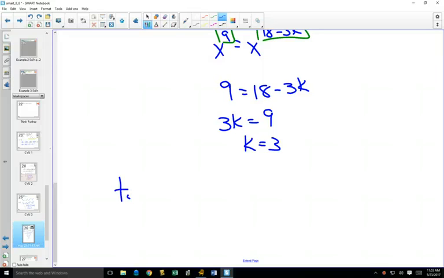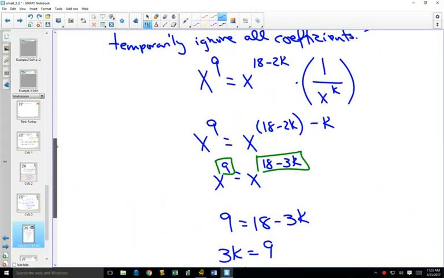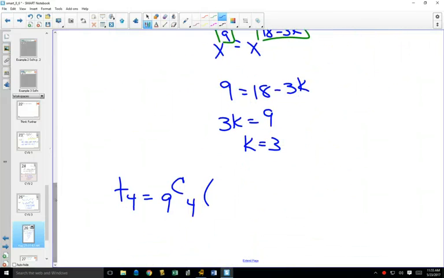So term 4 will be 9 choose 4. Our first term was 3x squared to the 9 minus 4. And our second term was negative 2 over x to the 4.